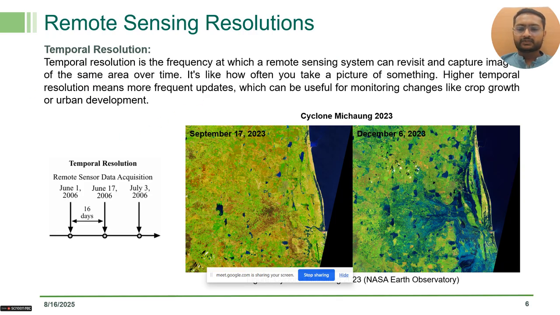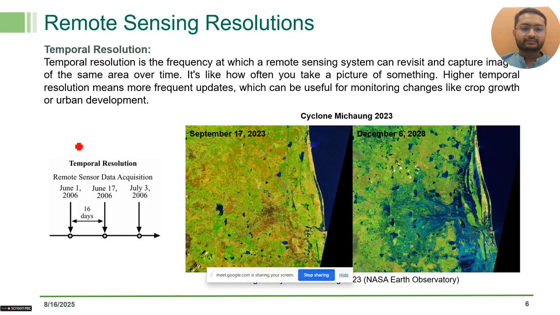Suppose we got one image on 1st of June 2006. The period after which we get the same image is around 17th of June. So we have a gap of 16 days between two images. So if something happens in between, then we will not be able to collect the image.